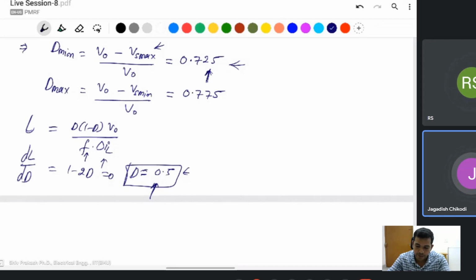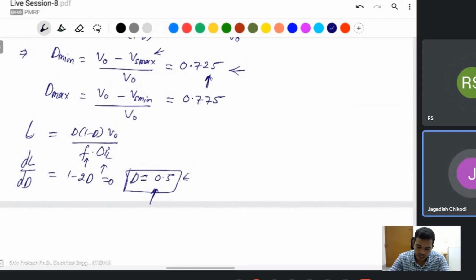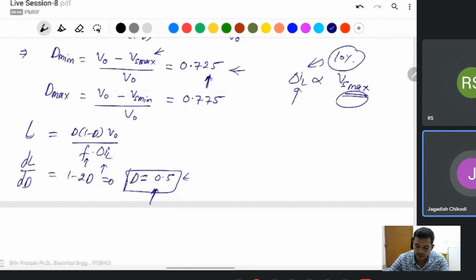But our ripple is 10%. If you take 10%, not more than 10%, in that condition, you should calculate the delta IL at which the supply voltage is the maximum. When supply voltage is maximum, it is directly reflected in the delta IL. Delta IL is directly reflected to the VS. If you take the maximum, in that condition delta IL should be maximum, but this will not exceed the 10%. That's why take the duty ratio where VS is the maximum. You can take this one also.